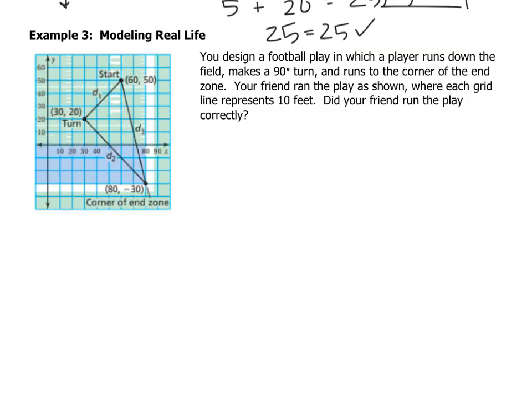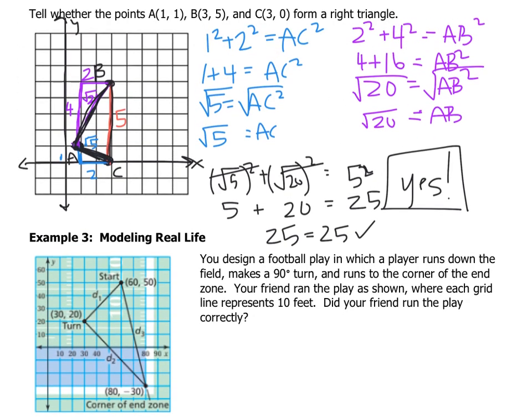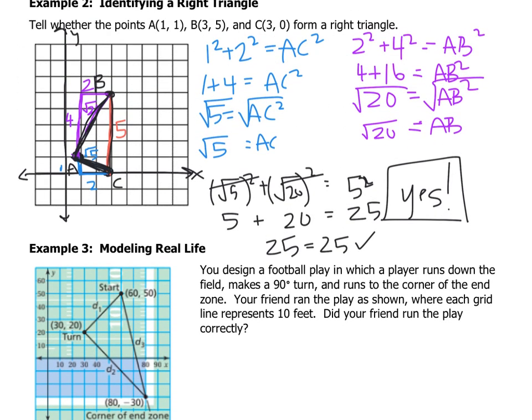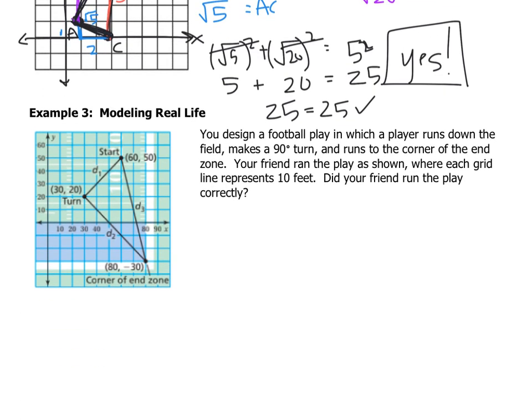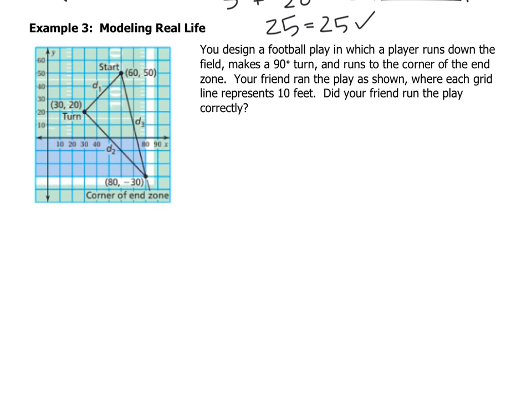So I have to do the same kind of thing, but the stinky part of this question is that I don't have any straight lines. So I have to use my idea like I did up here of finding those slanted side lengths, only I have to do it now 3 times to find the distances. Because what we're trying to find out is, did the friend make a 90-degree turn? That's the question that we're trying to figure out. So I'll do D1 first.